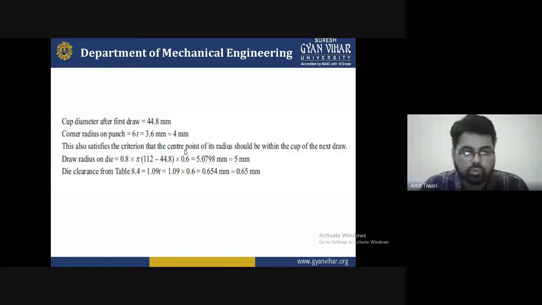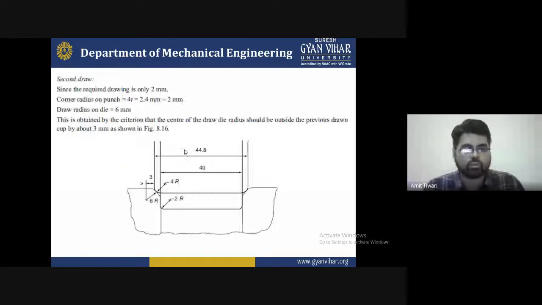And put the value of t, that is 0.6, multiplied by 1.09. So you can find out the value, that is 0.654 mm. So in round figures we have to consider 0.65 mm as the total value we can find out for the die clearance value. Okay.